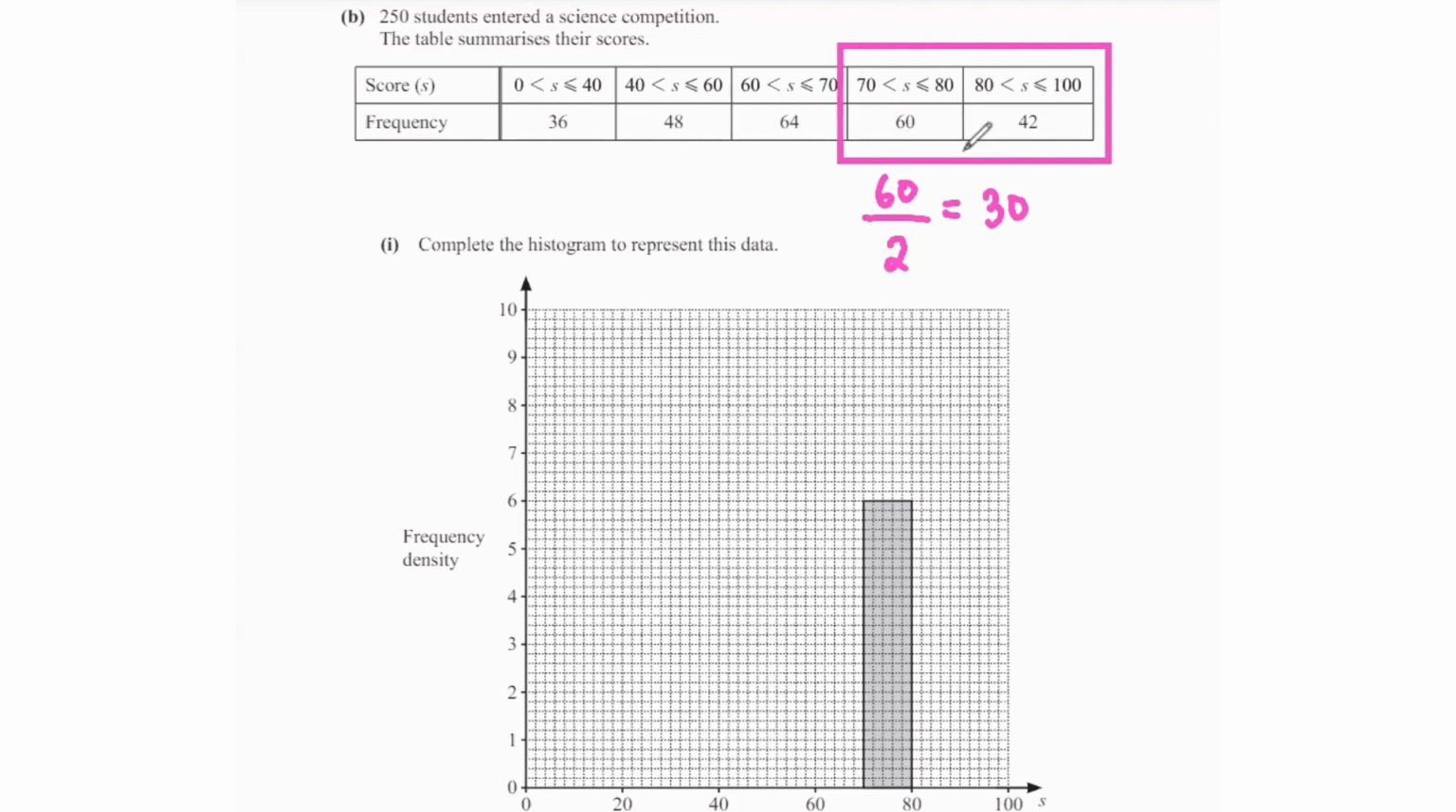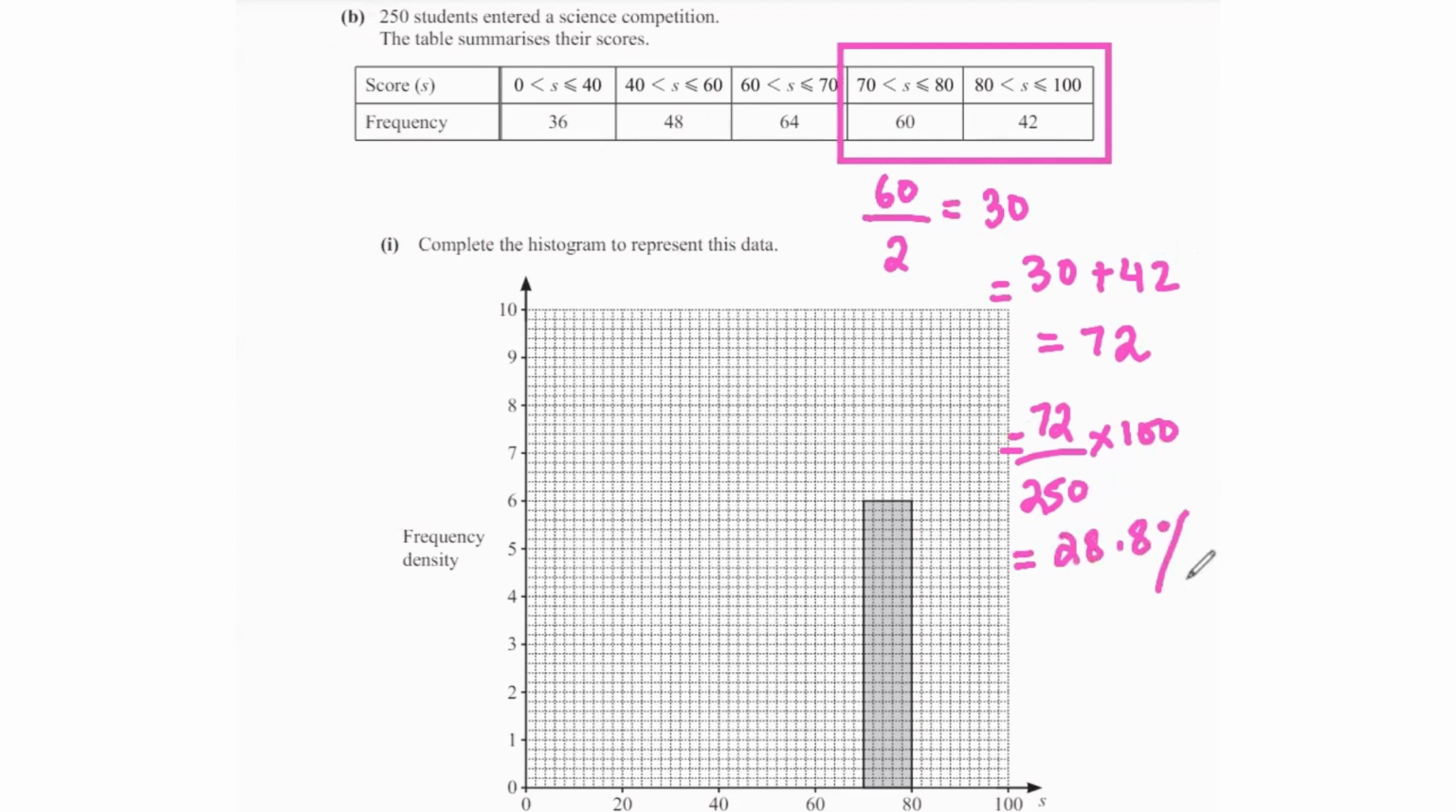So now the total people who are getting a distinction are going to be 30 plus 42, which is 72. And they want us to find the percentage. So 72 over the total number of students, which is 250, times 100, which is going to give us 28.8%. So 28.8% of the students will get a distinction because they scored 75 or more.